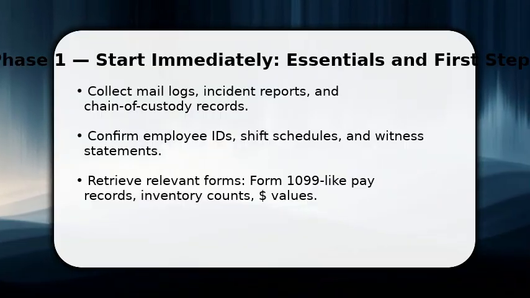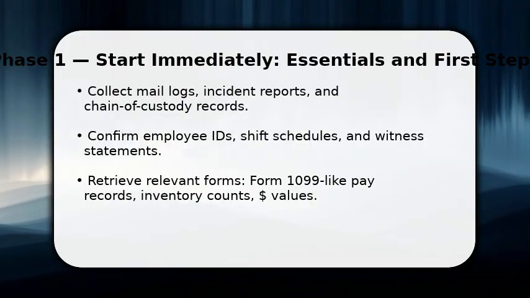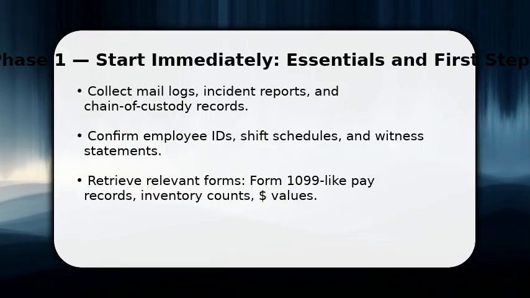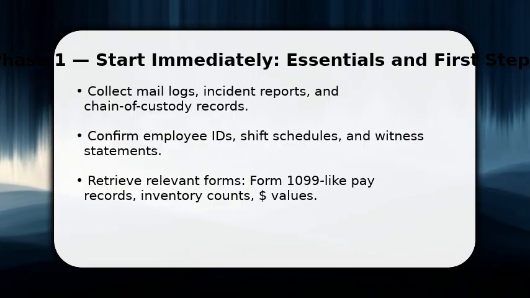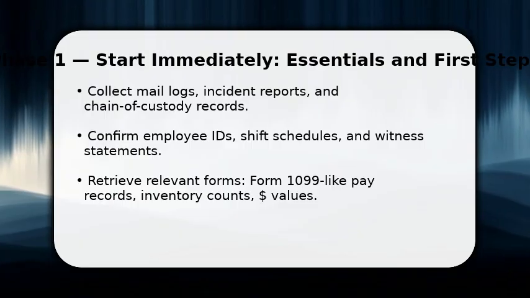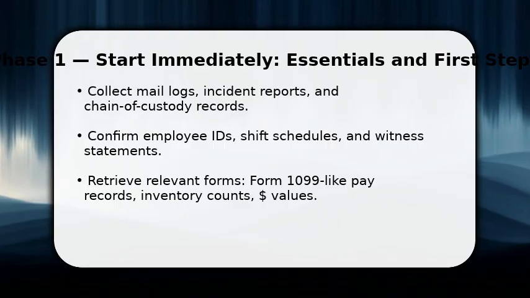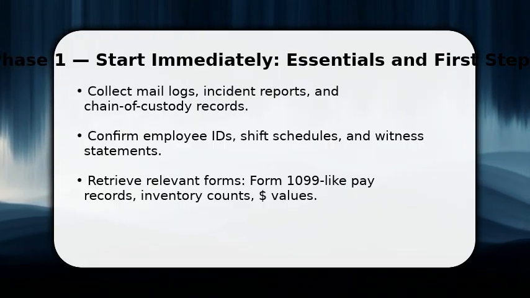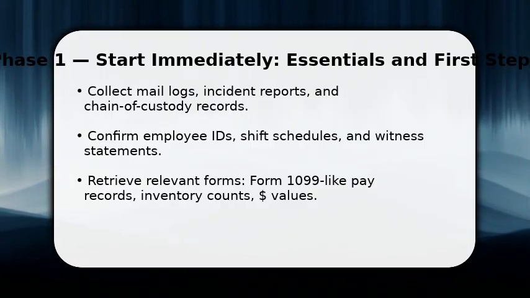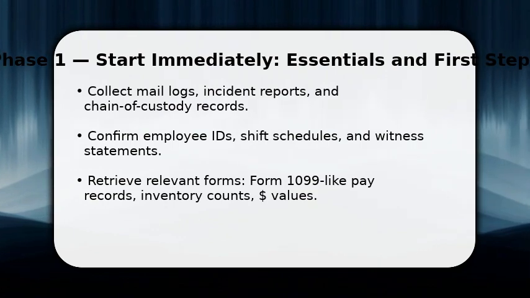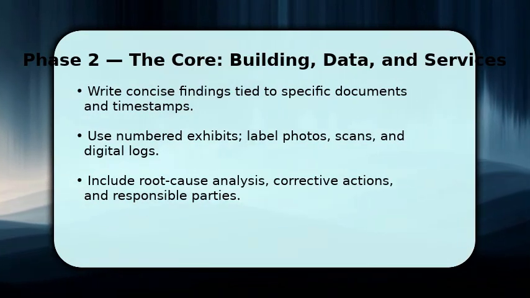You begin by pulling the exact documents that prove facts. This saves time later. Start with mail logs and incident reports, then assemble chain of custody records and witness statements so you have a timeline. Make sure employee ID and shift schedules match events. Discrepancies cause delays. Once done, cross-check inventory counts and any monetary figures such as dollar losses. This establishes the what, when, and who, so your report focuses on evidence, not recollection, and you can write precise findings immediately.